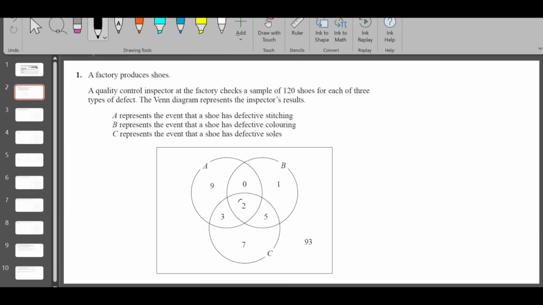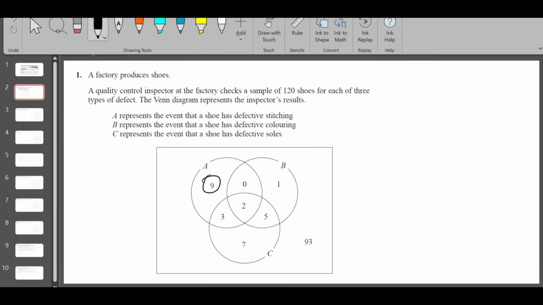So what does this 2 represent? There are 2 shoes that have all the 3 defects. Here the 3 represents shoes that have both defects A and C. 5 represents they have these 2 defects. There is no shoe with just defects A and B. And then these are all the numbers of shoes with exactly 1 defect, and there are 93 shoes that got no defects at all. Okay, this is the Venn diagram, so you need to understand the Venn diagram.